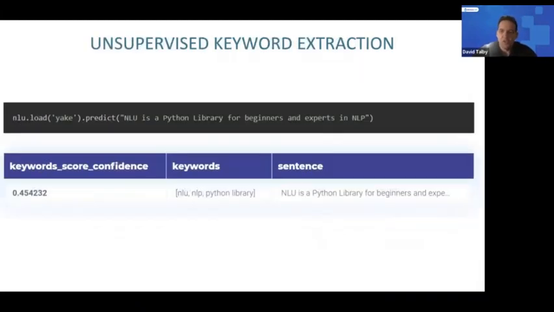In addition to pre-trained named entity recognition, there's also the ability to ask for YAKE, so basically completely unsupervised keyword extraction, right? If you don't know exactly what you're looking for. So for example, "NLU is a Python library for beginners and experts in NLP." You can see that the keywords are NLU, NLP, and Python library, and you can see the confidence level based on that. So this is just a pre-trained model. If you're looking to extract keywords from, whether it's news, tweets, emails, this is one completely unsupervised way to do that.